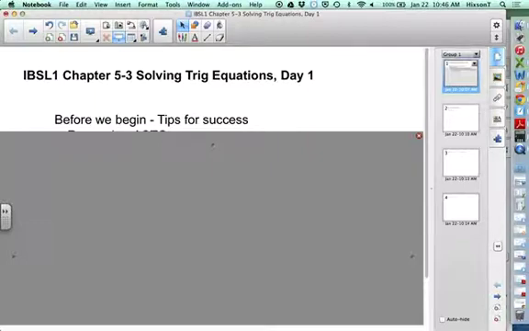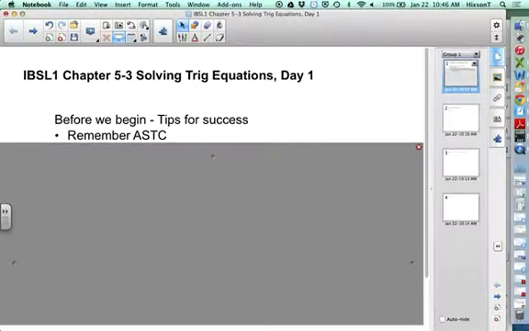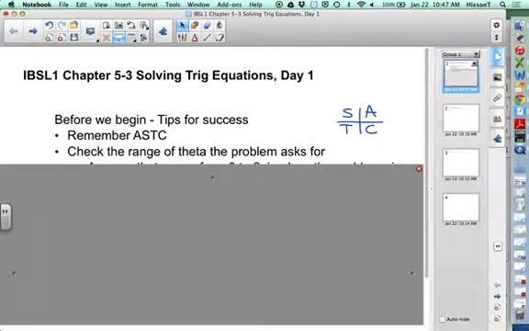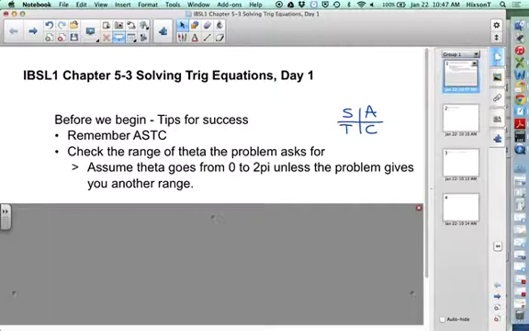So first of all, remember All Students Take Calculus. Remember what's positive in which quadrant and what's negative in which quadrant. This should be firmly ingrained in your head. You'll probably see that in your sleep at some point by the time we're done here. Okay, so remember that. Secondly, check the range of theta that the problem asks for. If you don't see one, assume that it's going to go from 0 to 2 pi.